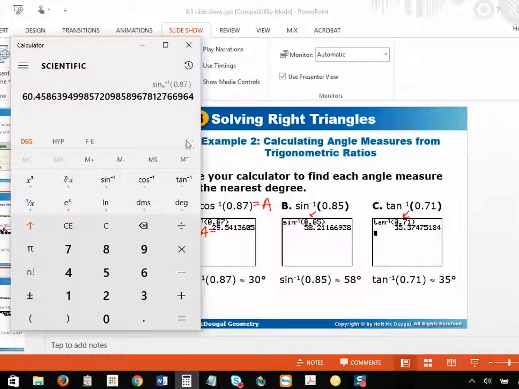And I did the wrong problem, sorry. I was supposed to do cosine for that one. Cosine of 0.87, so 0.87, and then inverse cosine is 29. See, it matches. And on the next one, it's 0.85, and then inverse sine, and that number should match this number, yep. And then 0.71 inverse tan, yep, that matches.